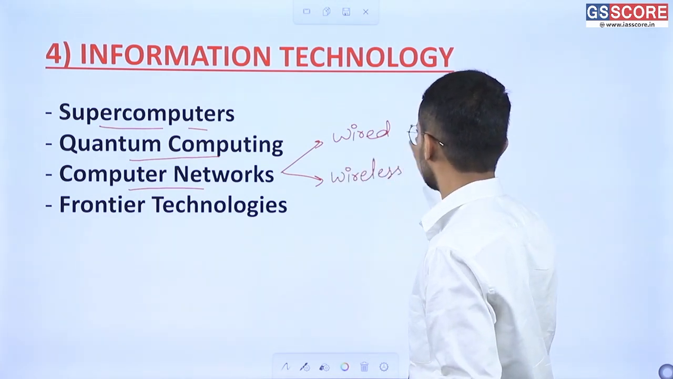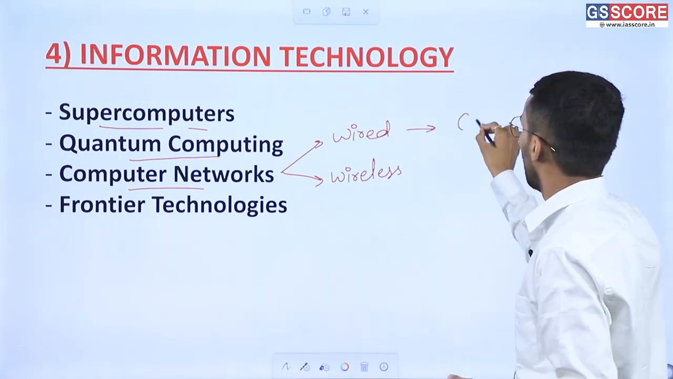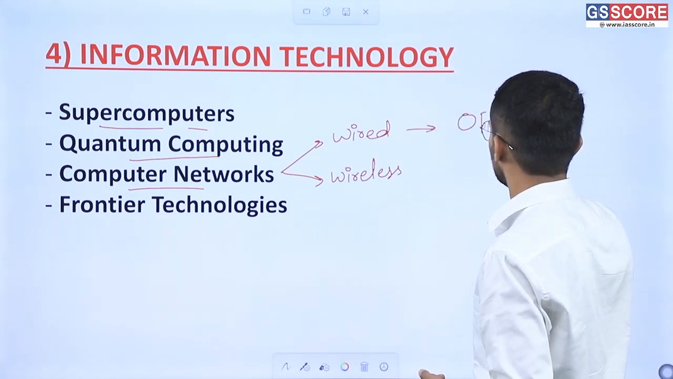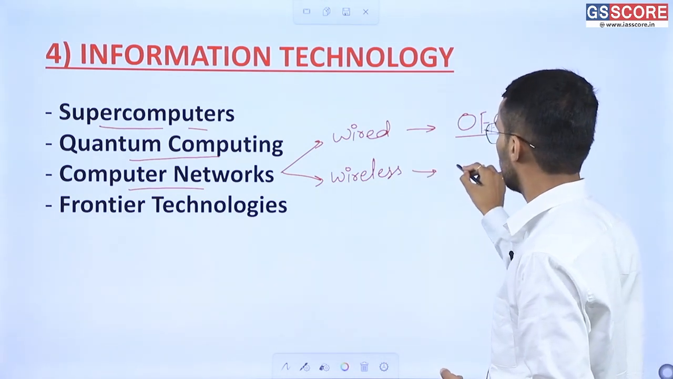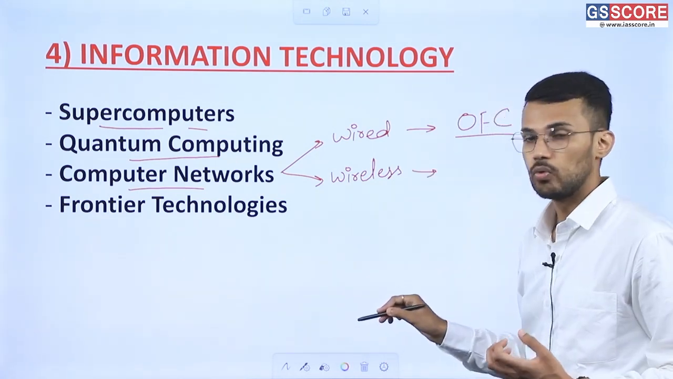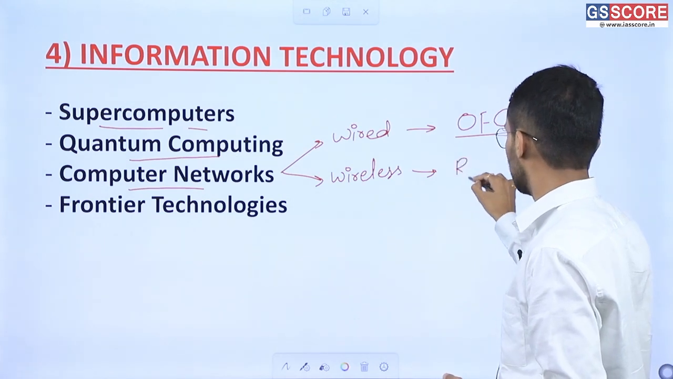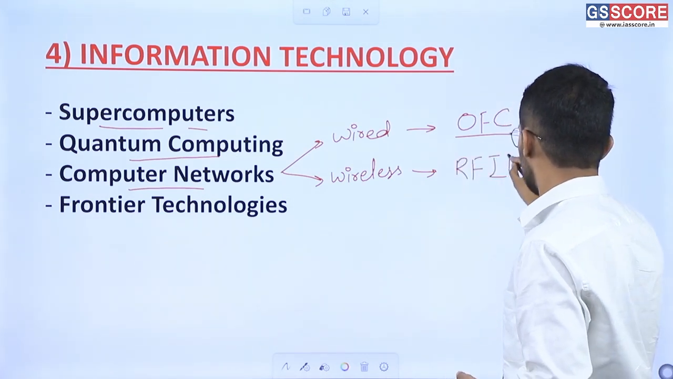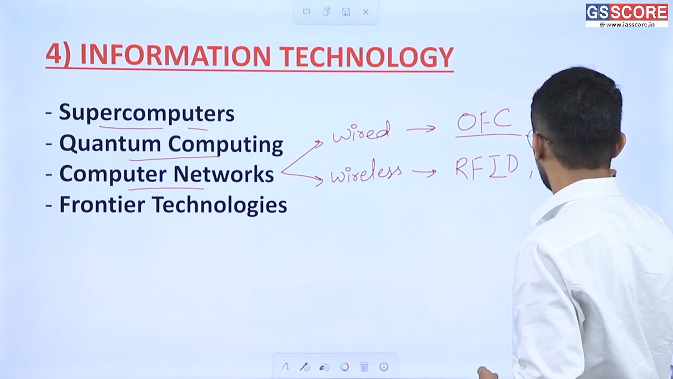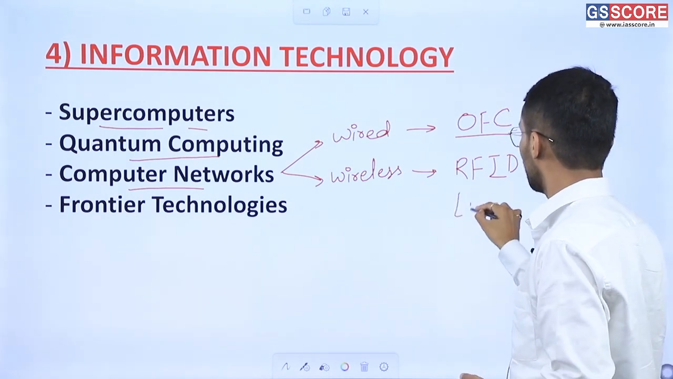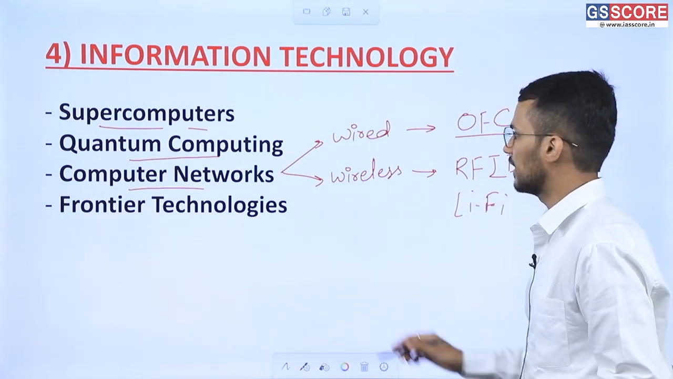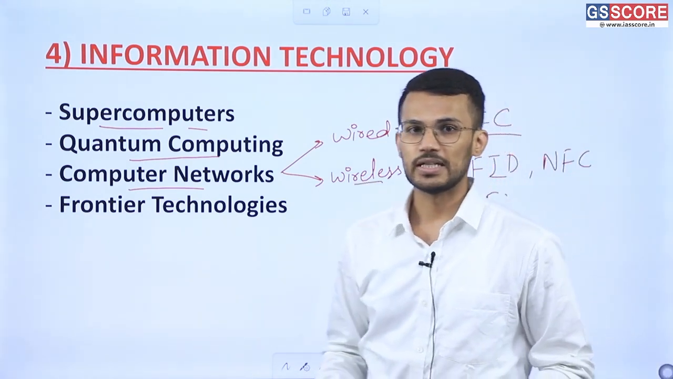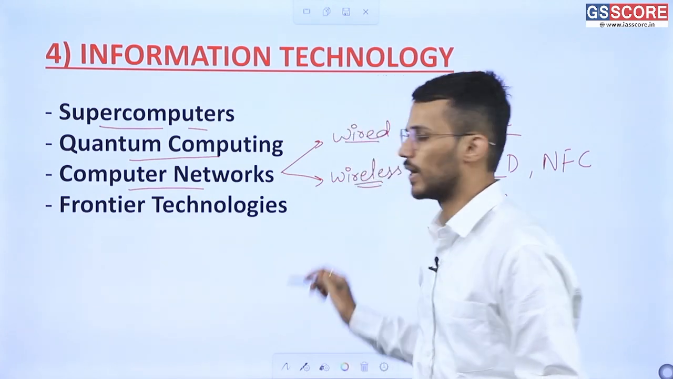Under wired, our focus will be primarily on optic fiber cables, and under wireless we'll talk about Wi-Fi, Bluetooth, WiMAX, then RFID, NFC, near field communication, Li-Fi, etc. Right, so these are the topics that we'll be discussing under computer networks, both wired and wireless.